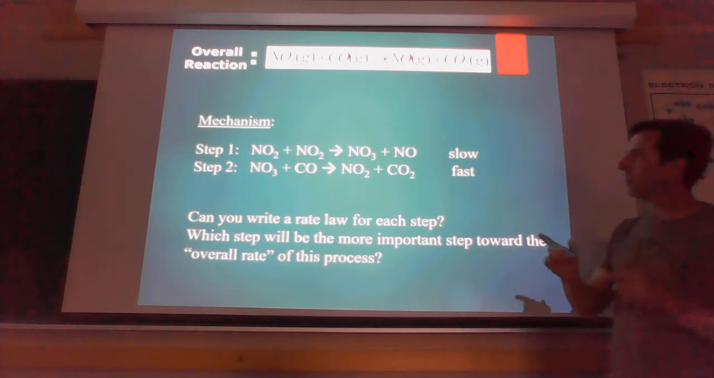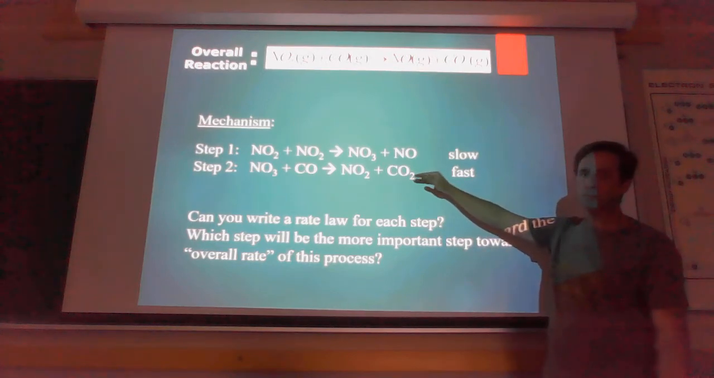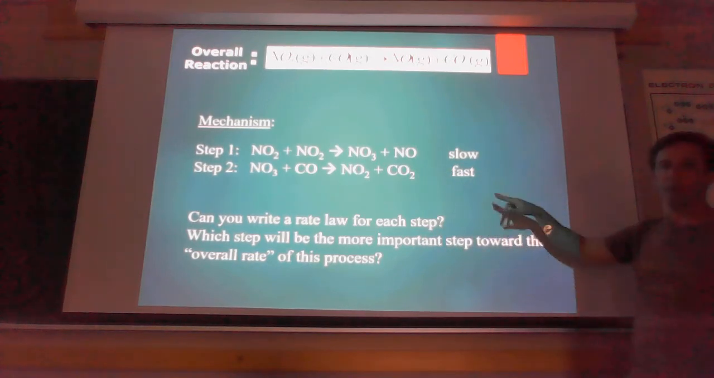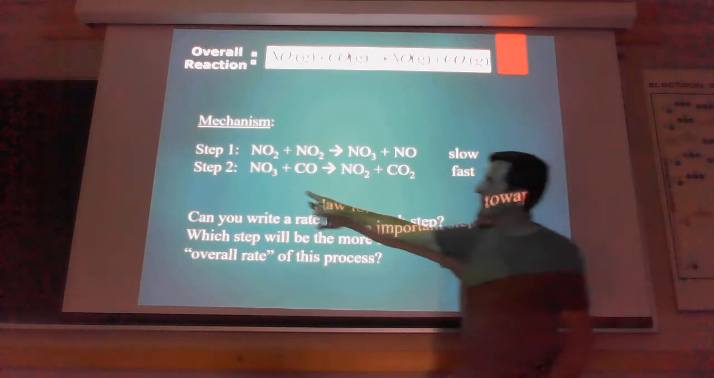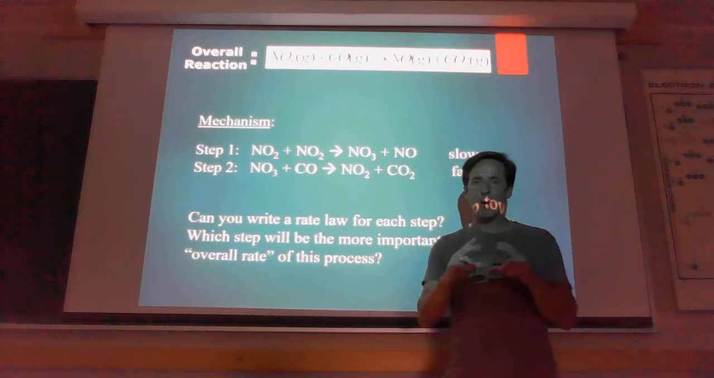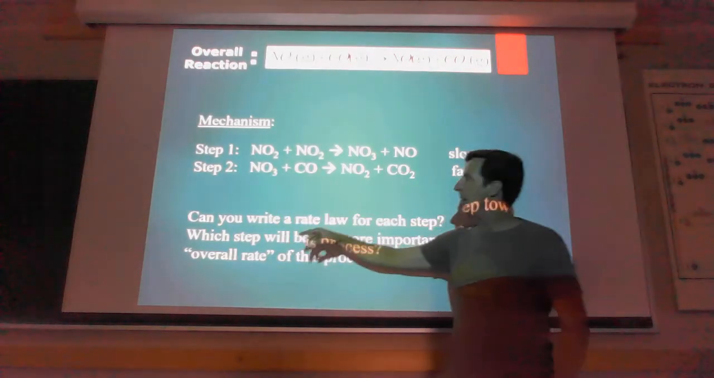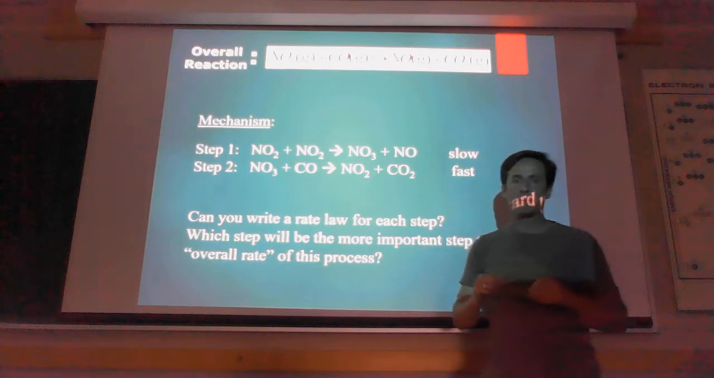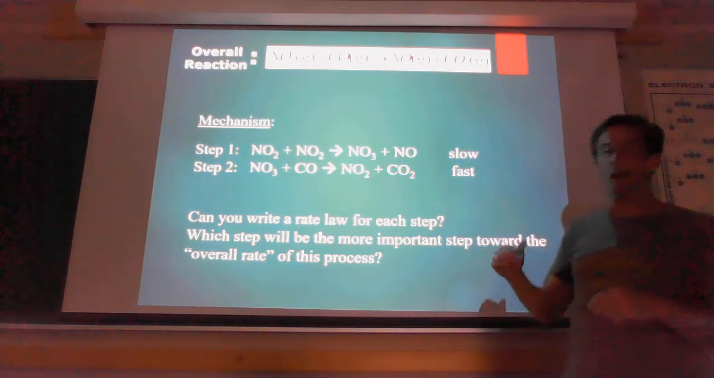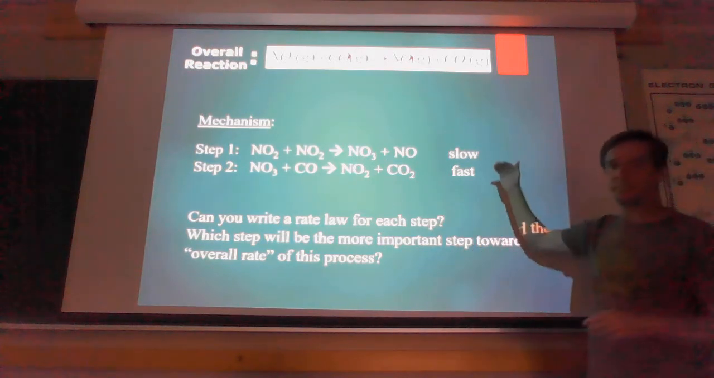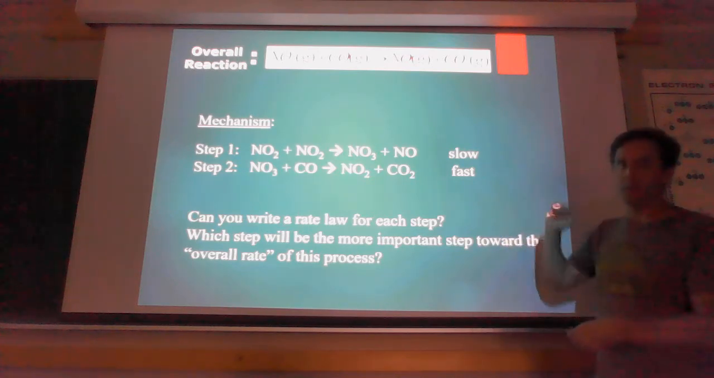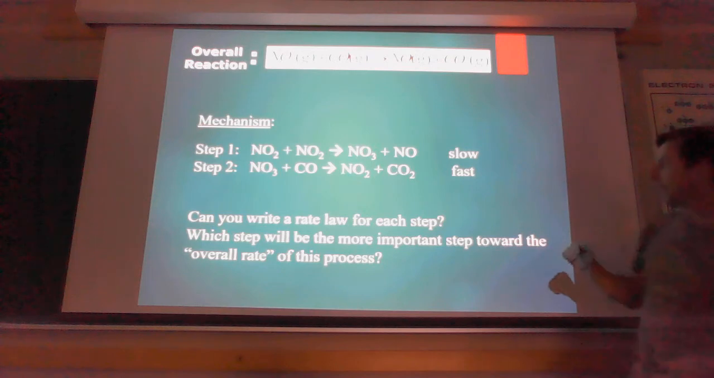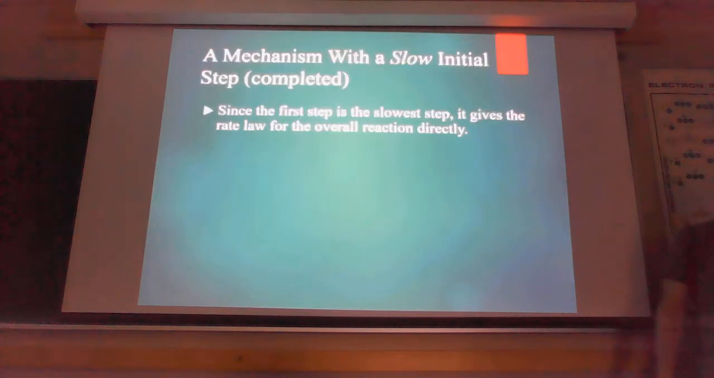But we should also be able to write the rate law of the second step. The rate law of the second step would be rate equals probably k2, subscript 2, excuse me on that one, times NO3 to the first power, because there's a 1 in front of it, times CO to the first power. Okay, now, I can write a rate law for each step, but the one that controls the overall rate is the slow step.